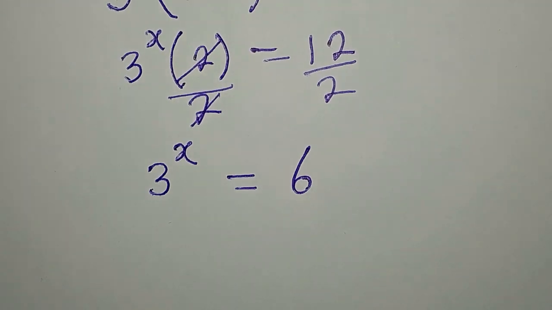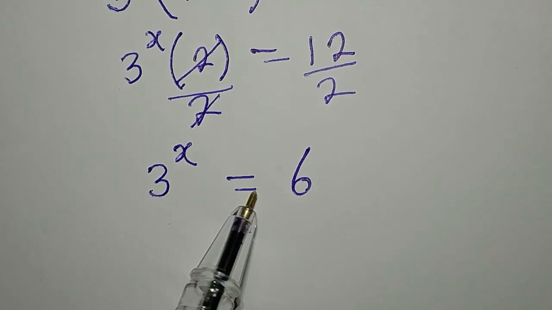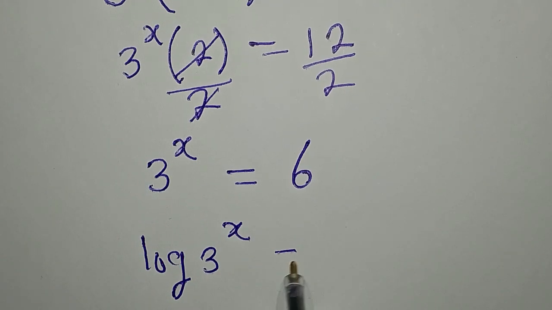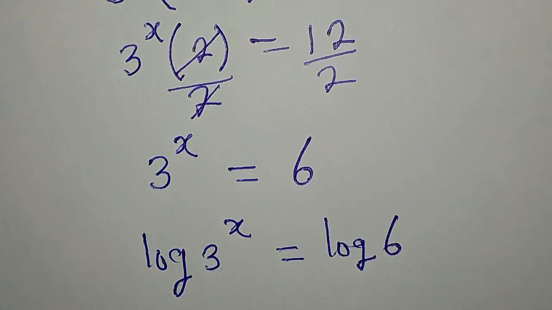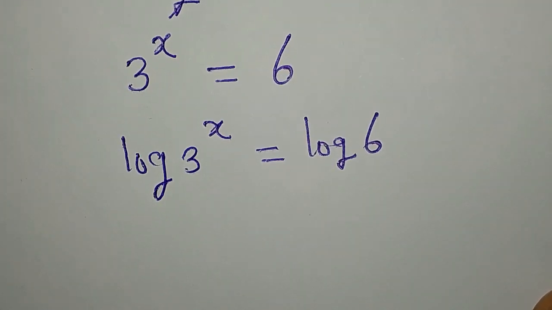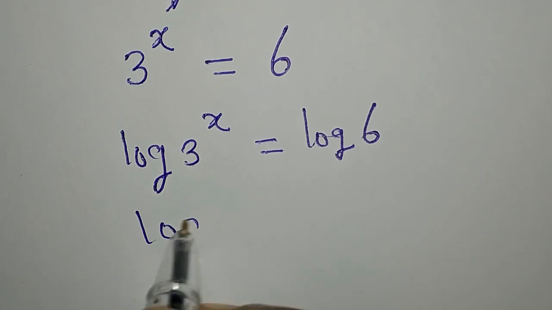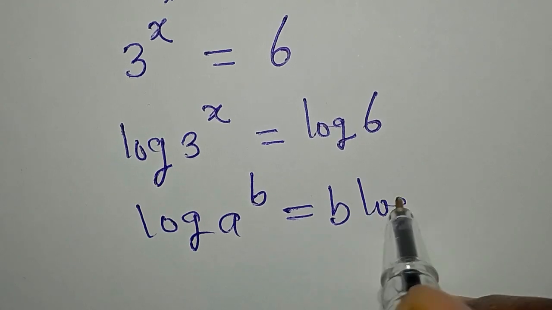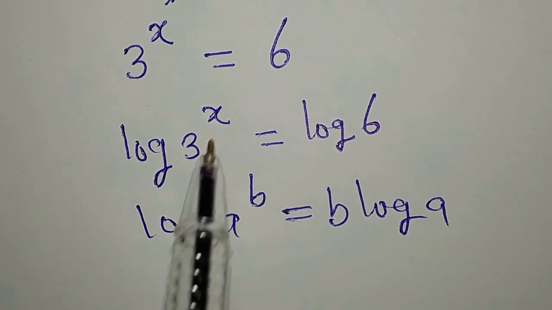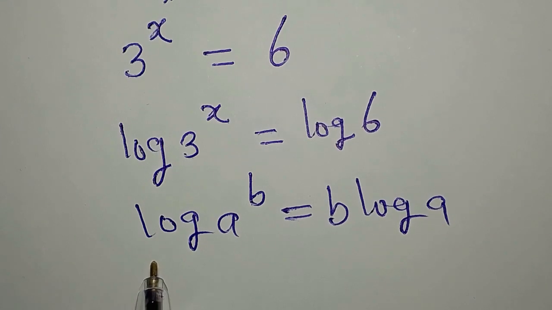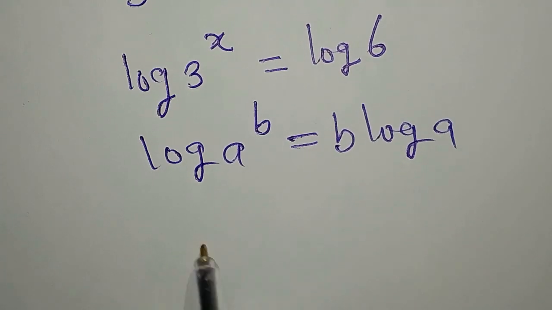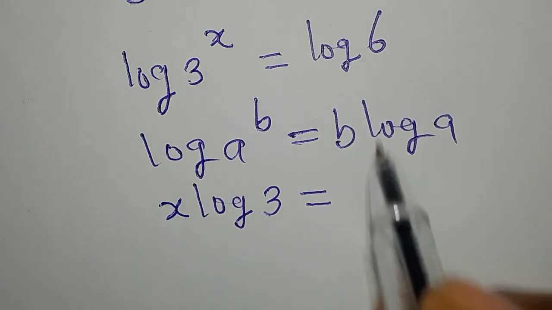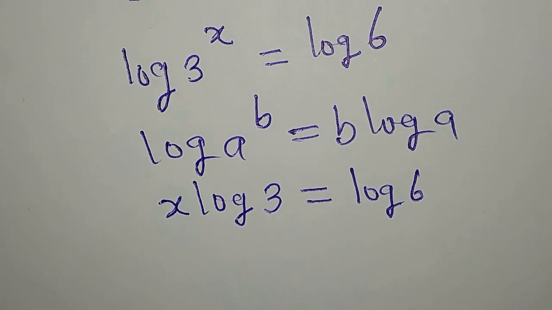Now from here, what we are going to do is to take the log of both sides. So we have the log of 3^x equal to the log of 6. Now from here, what do I do? There's a law that says log a^b is the same thing as b log a. This means that the power is always coming behind to multiply the log. So I will have x multiplying log 3, and on the other side, we have log 6.